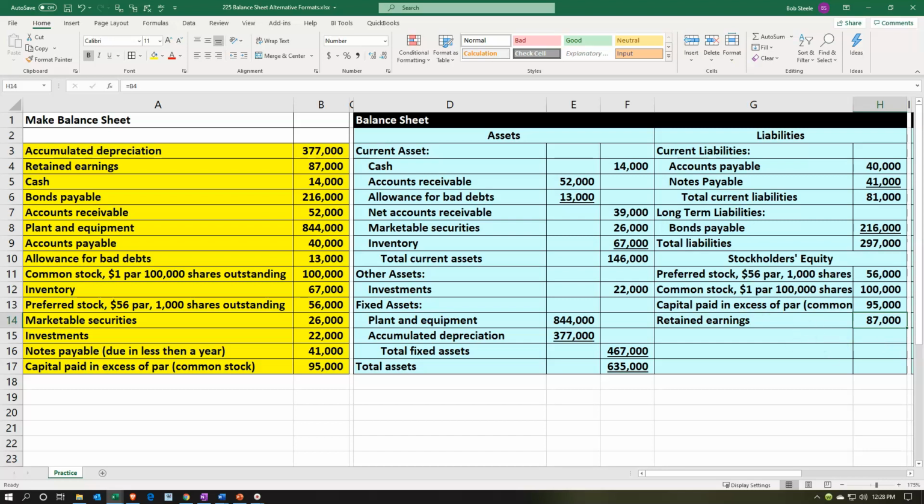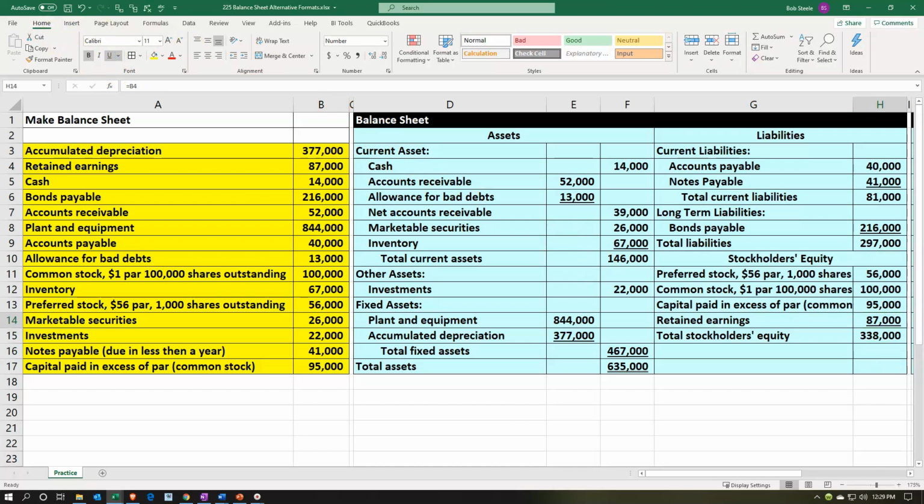Okay, so that's going to give us our total stockholders' equity. Total stockholders' equity, I'll sum this up, equals the sum of these items. Let's put an underline here: Home tab, font, underline.